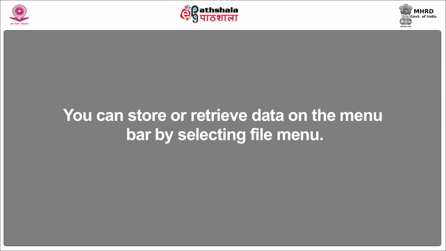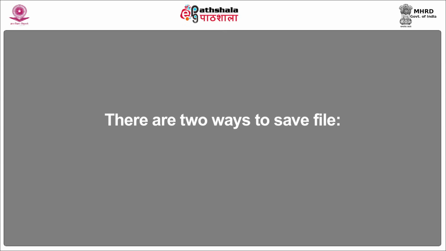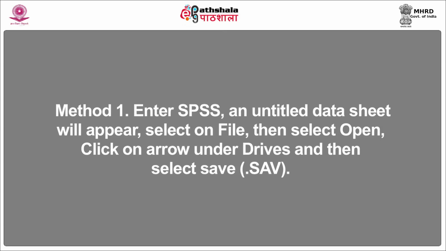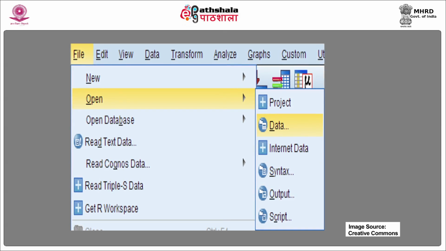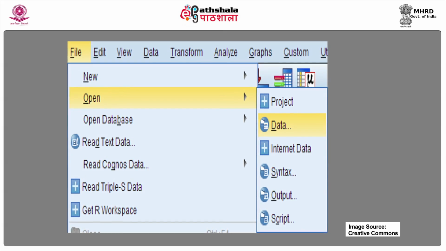Storing and retrieving data. Now we will discuss the process of storing and retrieving data. You can store or retrieve data on the menu bar by selecting the File menu. There are two ways to save a file. Method 1, enter SPSS, an untitled datasheet will appear. Select File, then select Open, click on the arrow under Drives and then select Save. The file extension will be .sav. Method 2, click on the My Computer icon, select the relevant drive, select the data file and save.